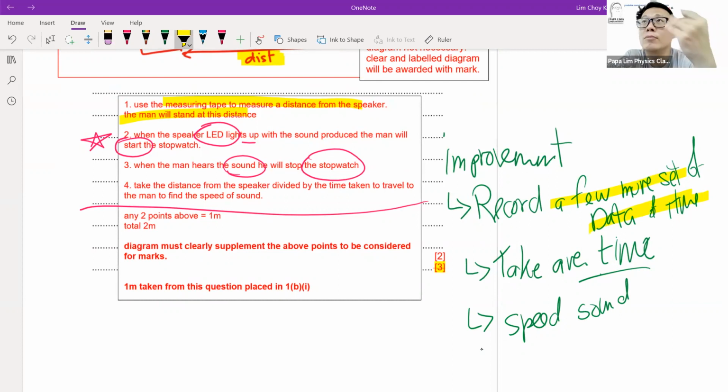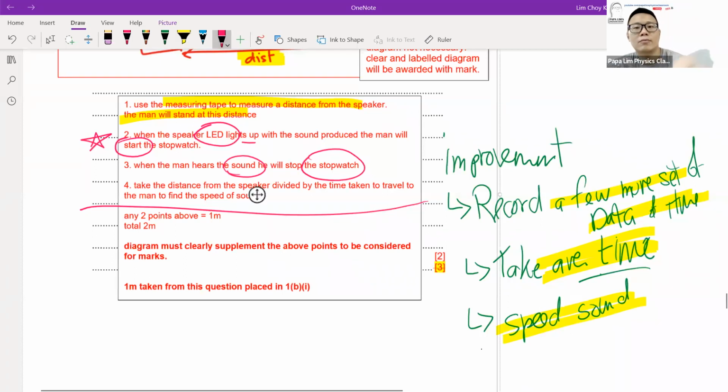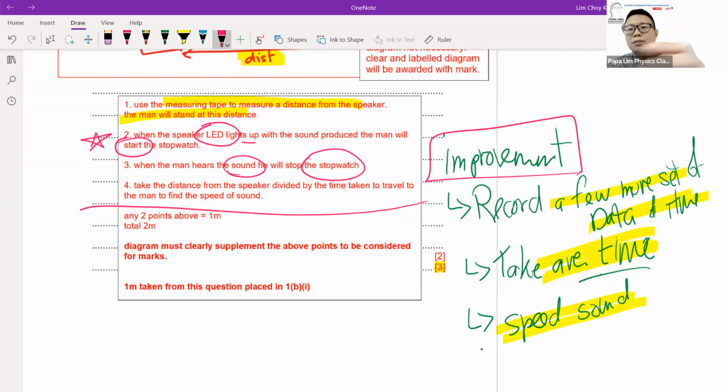Then after that, students, you must remember, taking more sets doesn't mean accurate. What makes it accurate is because after taking a few more sets of data, you actually take the average. Finding the average eliminates any possible error. Then after that, you will be able to calculate a slightly more accurate answer for the speed of sound that the question needs. So if you look at improvement, it is quite straightforward. The easiest one will be just recording it a few more times and taking the average.